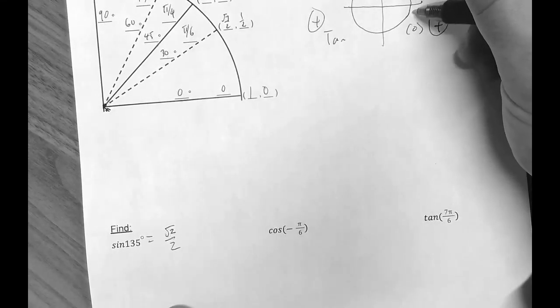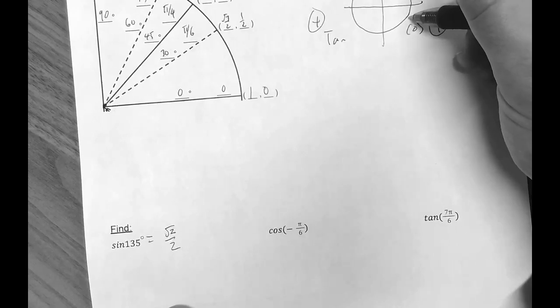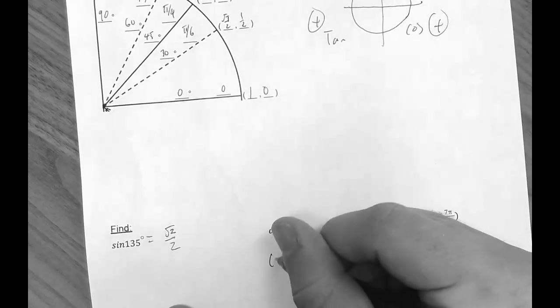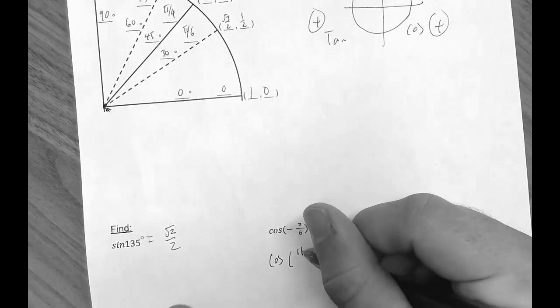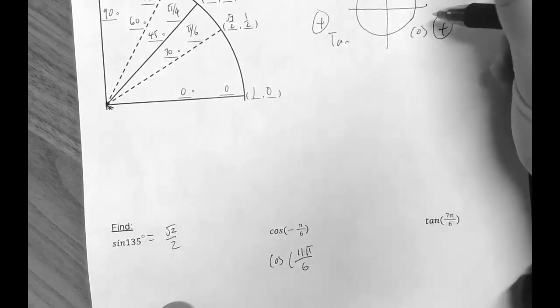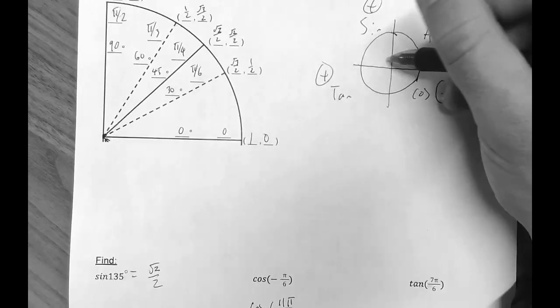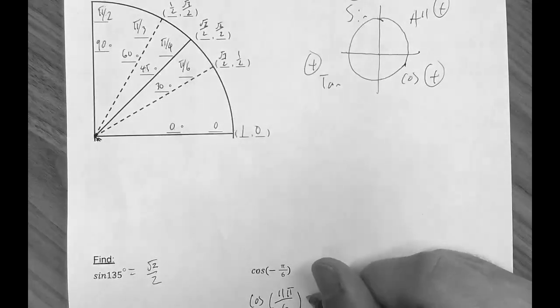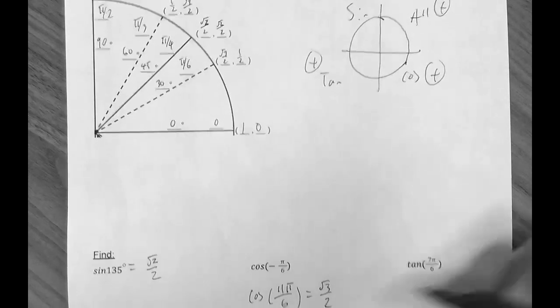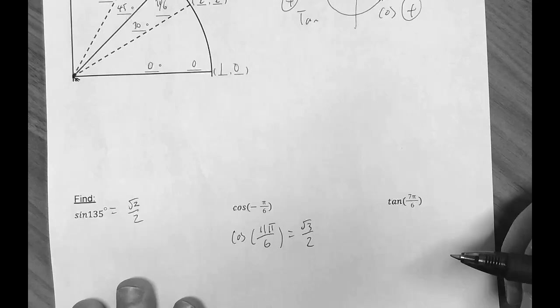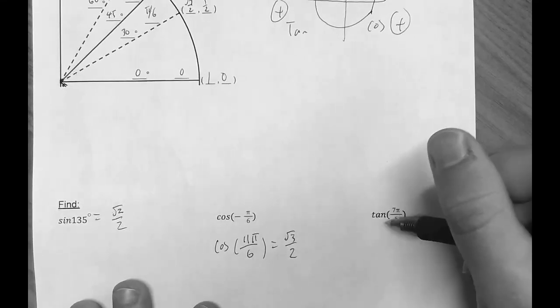Cosine negative pi over 6 means to go back clockwise pi over 6. So this is equivalent to cosine 11 pi over 6. That's right here on the unit circle. And so my value there is going to be root 3 over 2. That would be my value there. Tan 7 pi over 6.